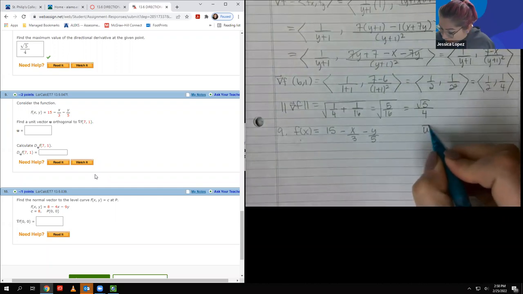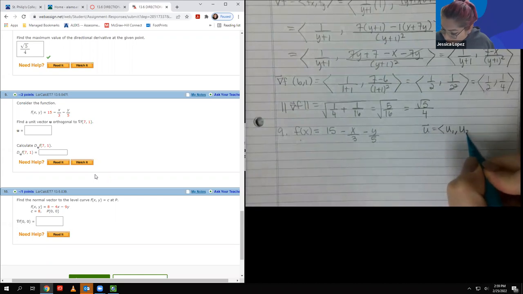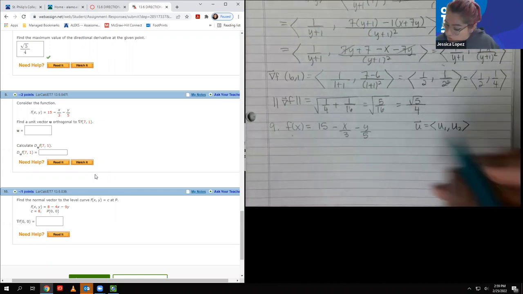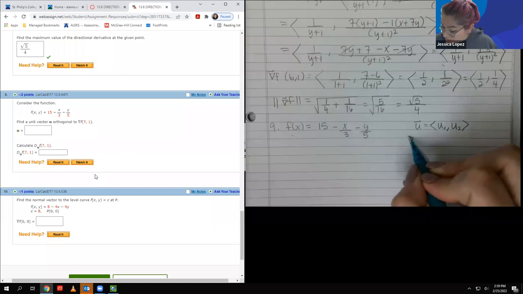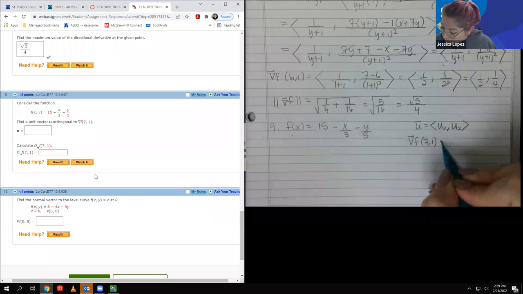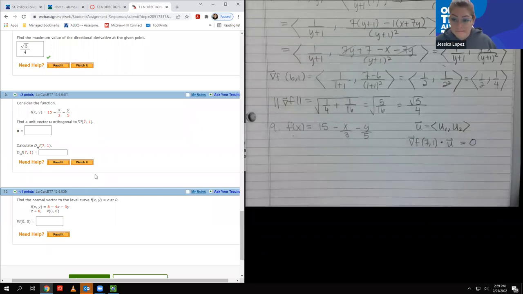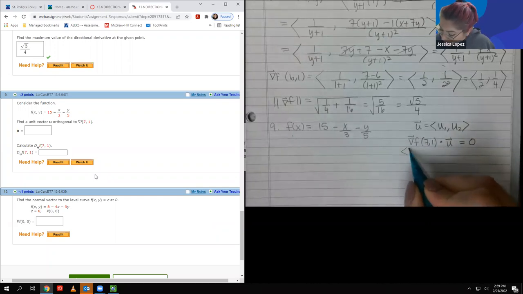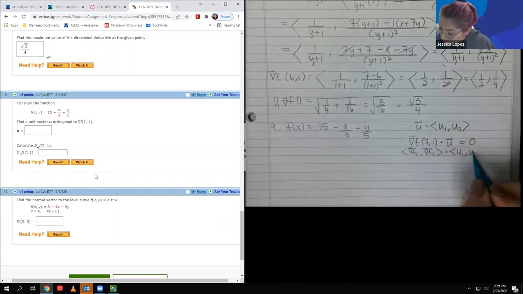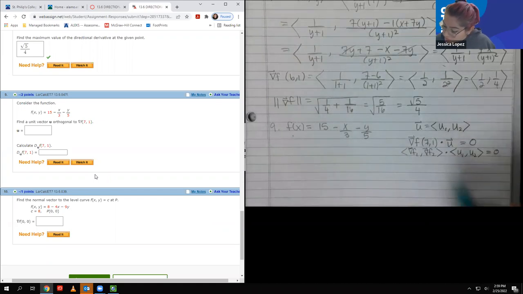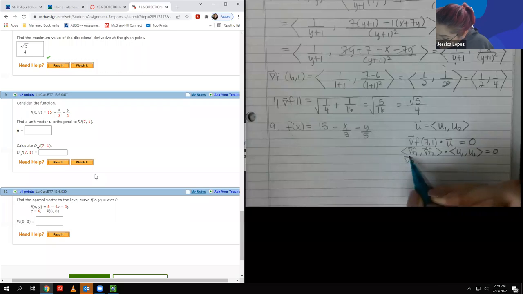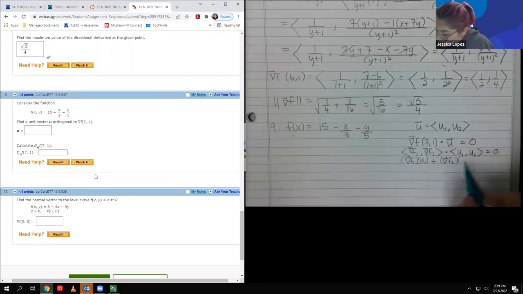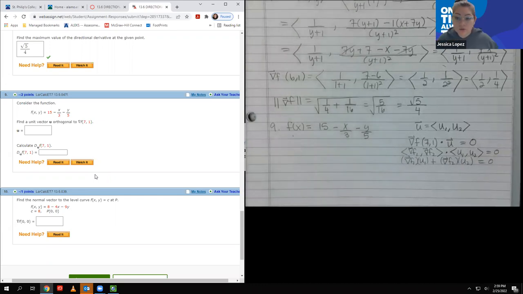So I don't know what u is. I'm just going to say it is u1 and u2, whatever those components are. But what I do know is that in order for it to be orthogonal, this dot product must equal 0. So if I can figure out what the gradient components are, this will create an equation to solve. I'll have this component times this component plus the other component times this component, and that should equal 0. Hopefully I can solve that equation for the variables.